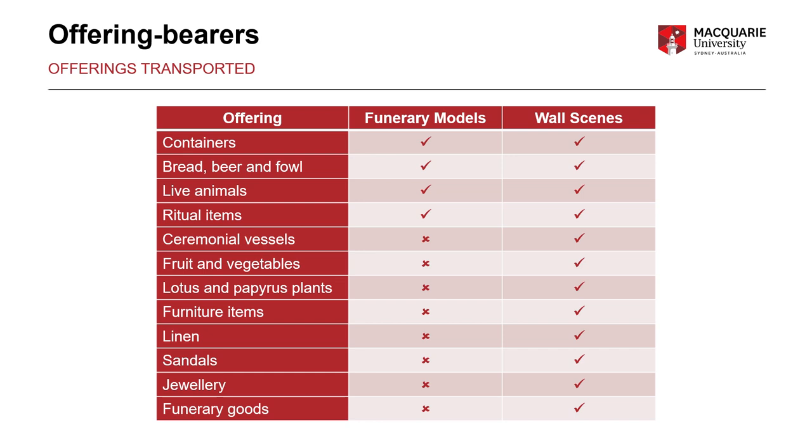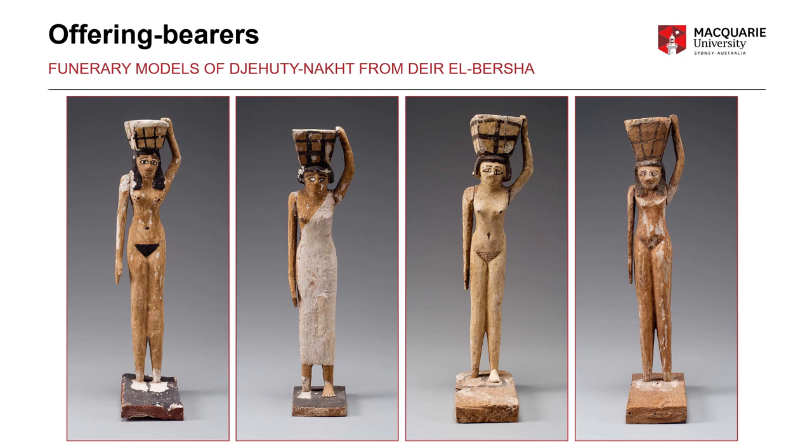Of the goods transported by model offering bearers, by far the most common is a type of container, most frequently a basket, but also boxes, chests, and a type of backpack. The basket is especially common for female offering bearers. These figures are characteristically represented supporting it on their head with a raised hand, while their other hand hangs by their side, either empty or grasping an additional item, most often a bird.